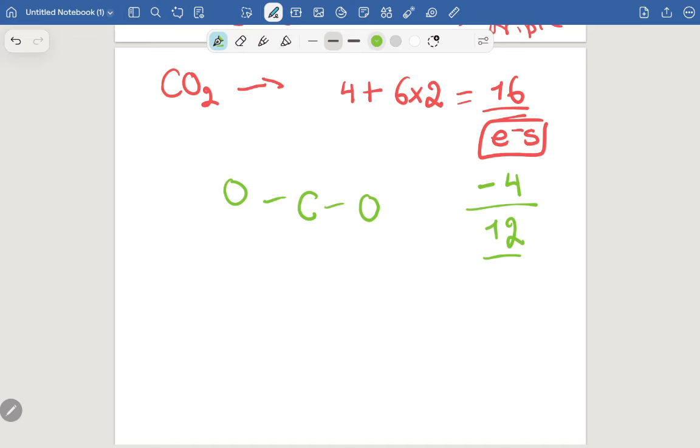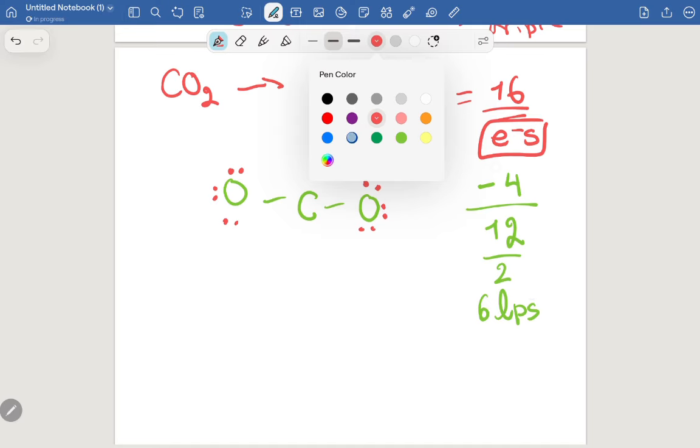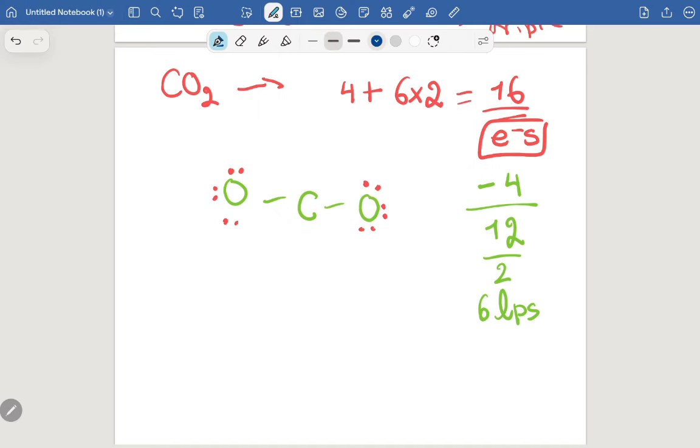What does this mean? This means on the surrounding atoms, we have to count 1, 2, 3, 4, 5, and 6 lone pairs. Now, what do we need to check? We need to check if all the atoms are completing the octet. Let us see. Over here, this is completing the octet. How do I know? I have 1, 2, 3, 4, 5, 6, 7, and 8, because these are considered as 2. The carbon is not completing the octet. And over here, this is also completing the octet.